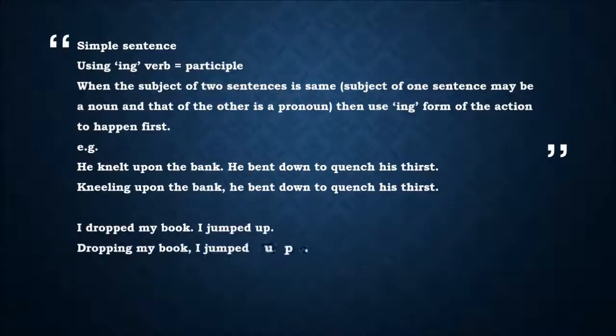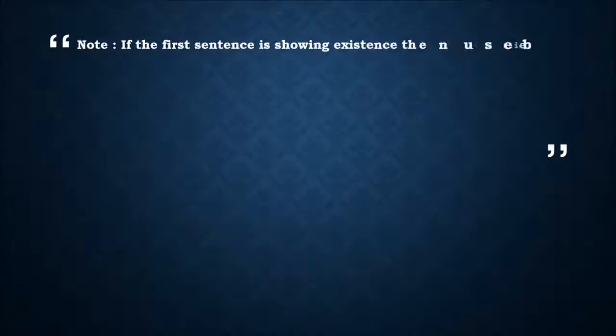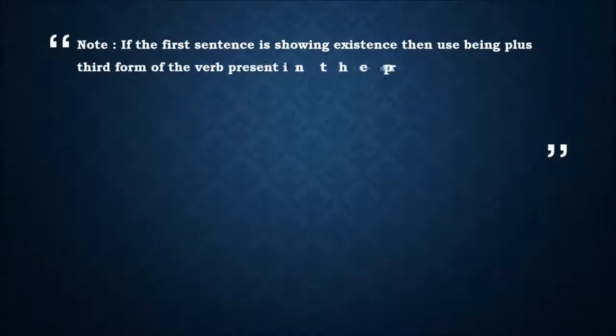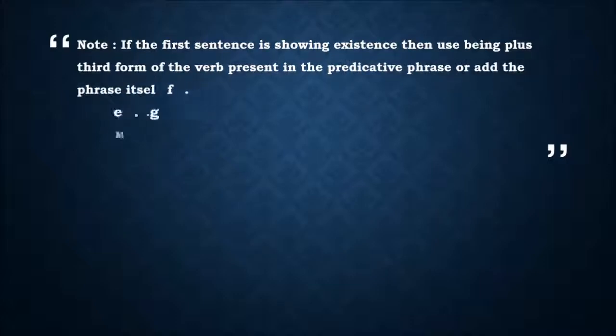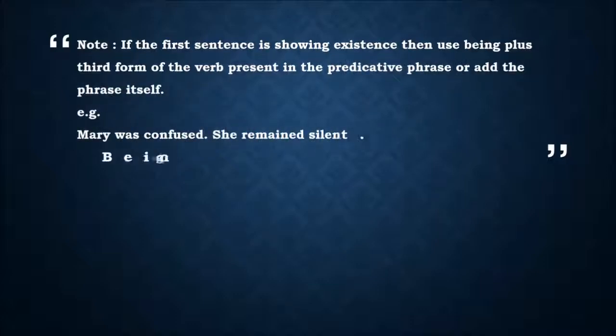E.g. He knelt upon the bank. He bent down to quench his thirst. Kneeling upon the bank, he bent down to quench his thirst. I dropped my book. I jumped up. Dropping my book, I jumped up. Note: if the first sentence is showing existence, then use being plus the third form of the verb, present in the predicative phrase, or add the phrase itself. E.g. Mary was confused. She remained silent.